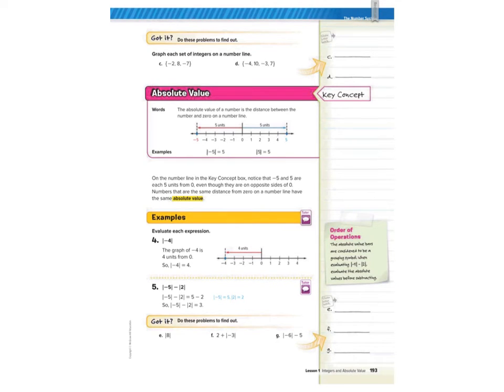Let's try it down here at the bottom now. Letter E, they're asking for the absolute value of 8. So that would be 8 because it's 8 units away from 0. In problem F, they want us to take the number 2 and add the absolute value of negative 3, which would be 3. So 2 plus 3 would give us 5. And in problem G, they want us to take the absolute value of negative 6, which is 6, and subtract it by 5, which would equal 1. All right, next page.